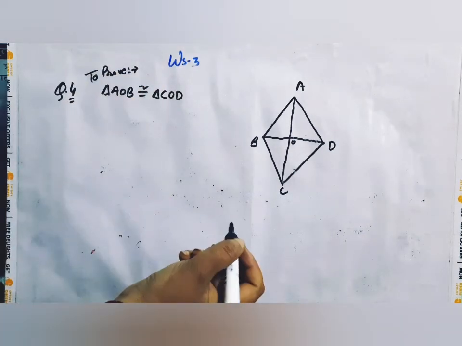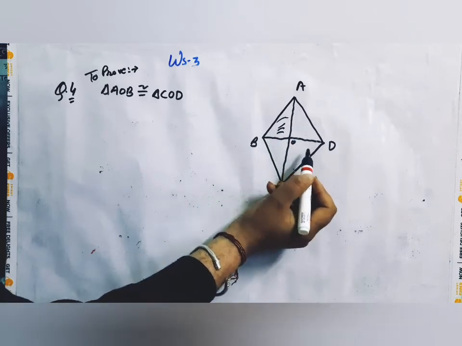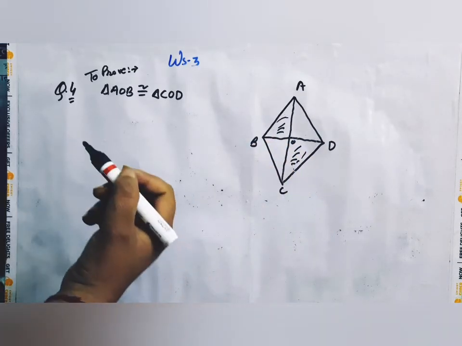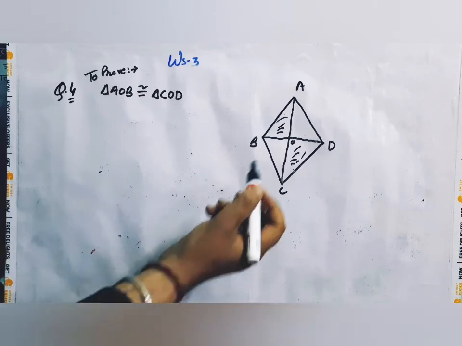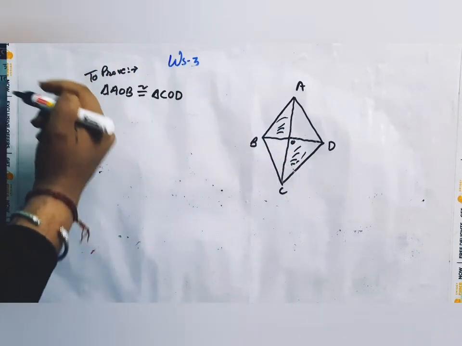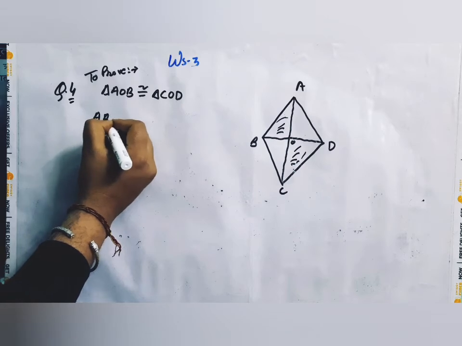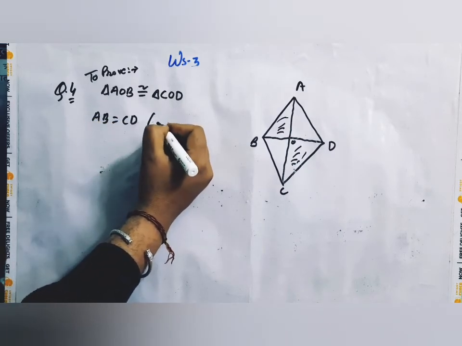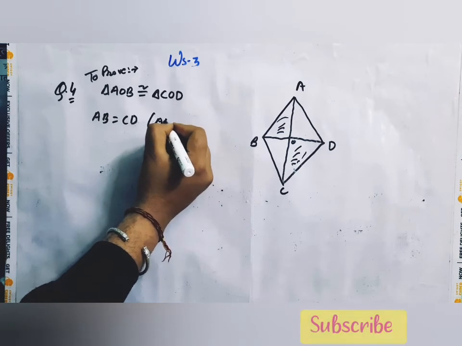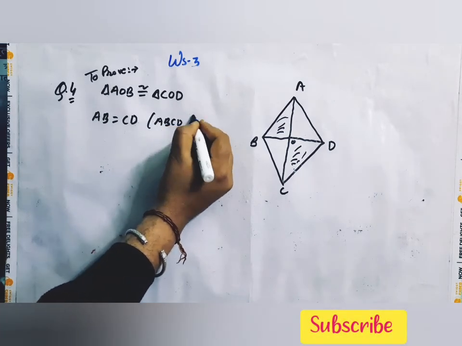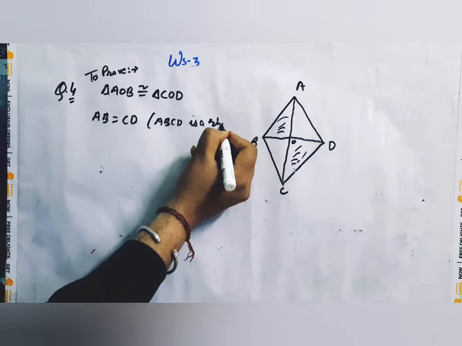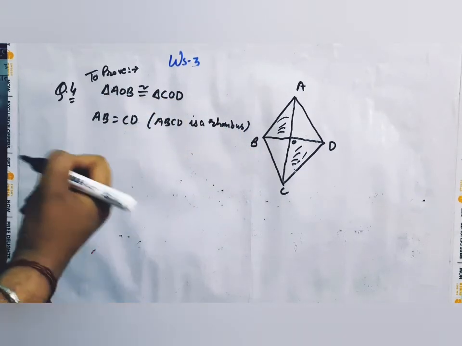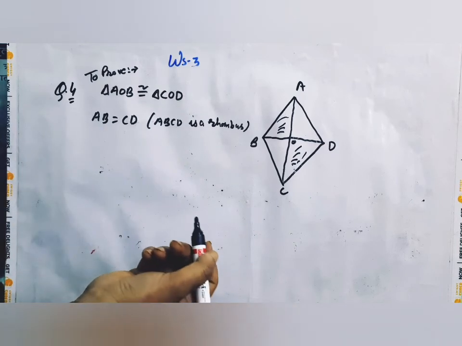Then see triangle AOB and this one is triangle COD. Now how will they be congruent? First of all, we know that in a rhombus all sides are equal. So AB will be equal to CD because ABCD is a rhombus, and if ABCD is a rhombus, then all sides will be equal.